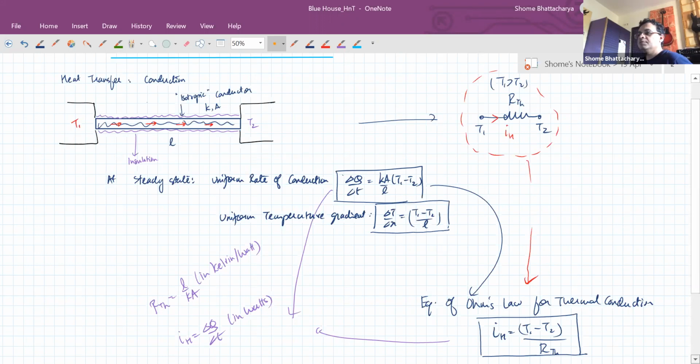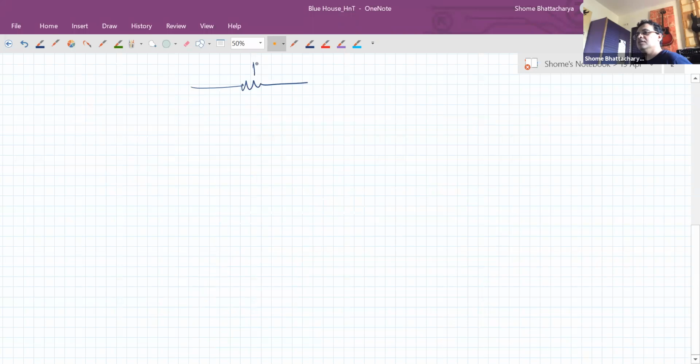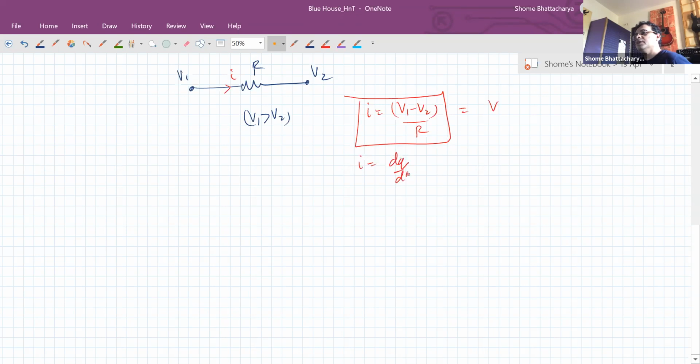Now, what is the equivalent diagram and equation for electrical conduction? It is that potential difference V1 minus V2 divided by electrical resistance. If we place this point at potential V1 and this point at potential V2, then if V1 is greater than V2, there will be electrical current flowing through this. That electrical current is equal to V1 minus V2, or what we write as basically V, the potential difference, divided by electrical resistance. V is equal to IR. And in this, I is dq by dt, so it is in coulombs per second, and that is what is called amperes.